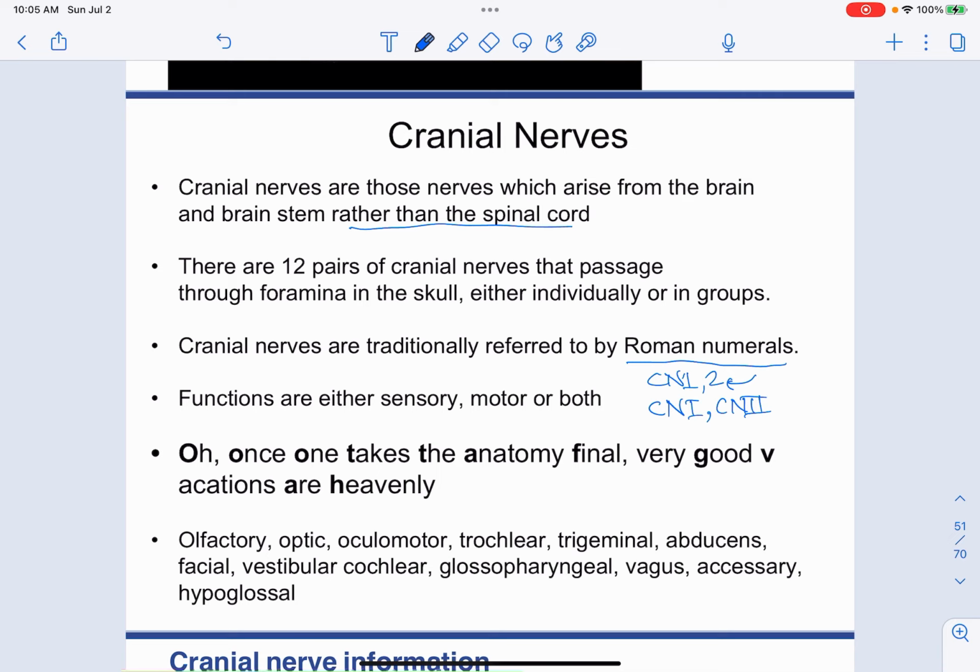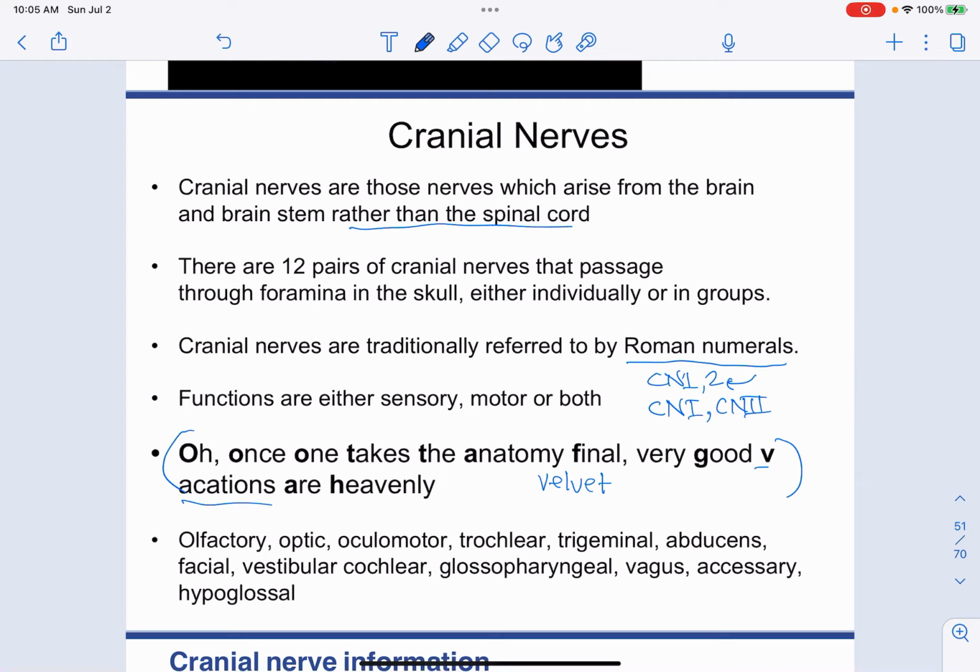And the functions of these cranial nerves are either going to be sensory information, motor information, or some of these nerves actually carry both. There is a mnemonic here that I put. There's actually another mnemonic that another instructor was telling me about. I'll have to look it up, but if you do look it up, there's velvet in one of the words instead of vacations. I can't remember. You may need to come up with a mnemonic.